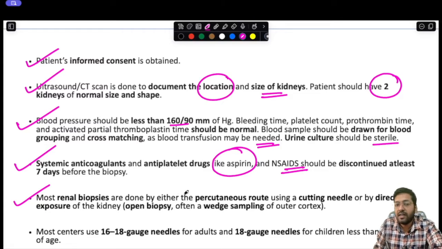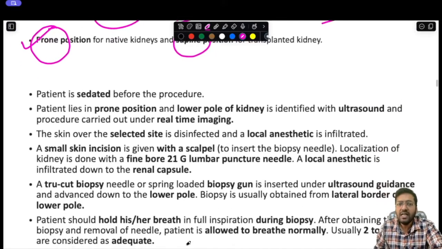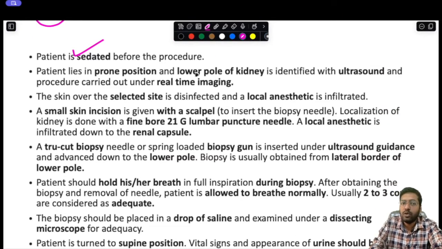Most renal biopsies are done either by the percutaneous route using a cutting needle, or by direct exposure of the kidney, that is, open surgery. Often a wedge sampling of the outer cortex is taken. Most centers use 16 to 18 gauge needles for adults and 18 gauge needles for children less than 8 years of age. The most commonly used position, if you are taking the biopsy from the native kidneys, is the prone position. In case of a transplanted kidney, you do it in a supine position. The patient has to be sedated before the procedure.